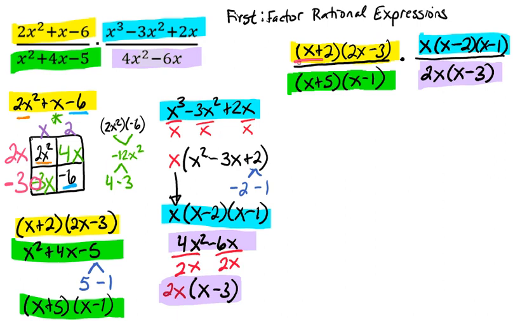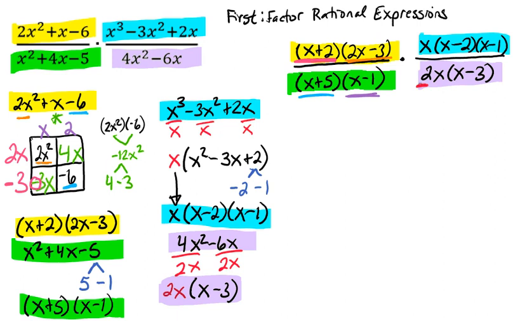So our x plus 2 right here, that's its own family. And our 2x minus 3 is its own family. And our x plus 5 is its own whole family. You can't break these things apart. Here we have an x minus 1, and all of that goes together.